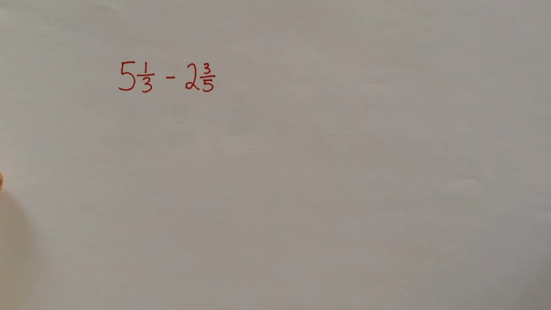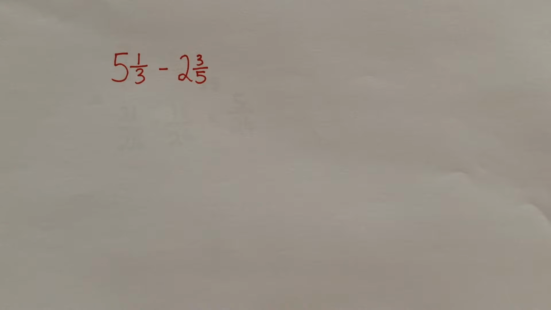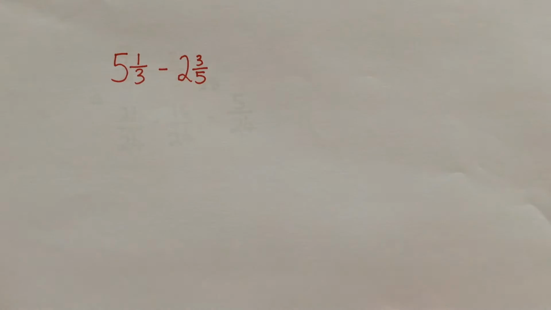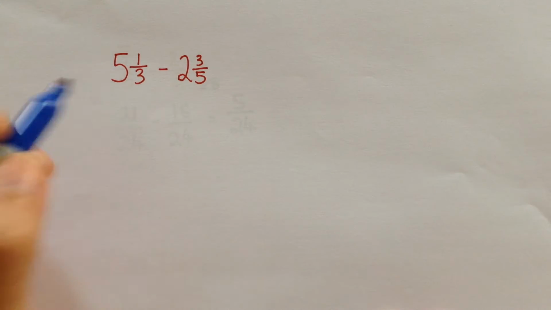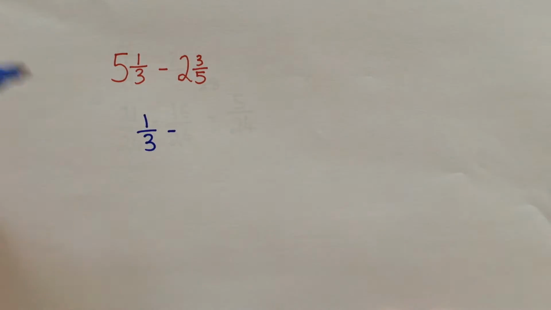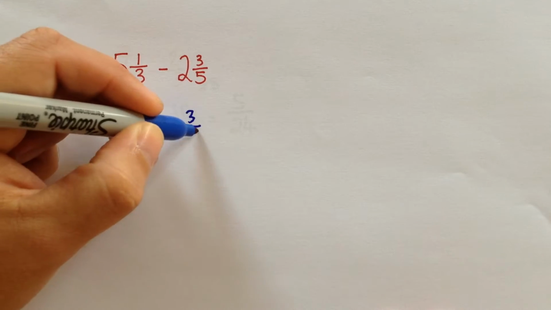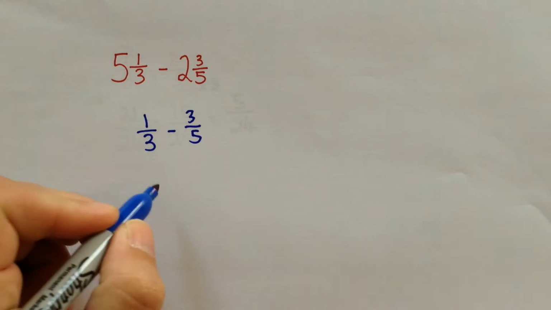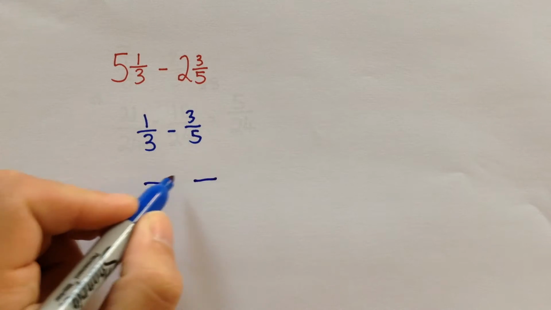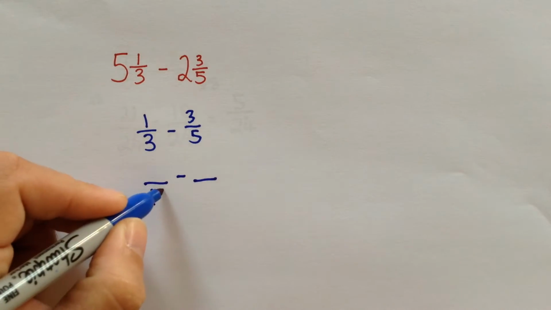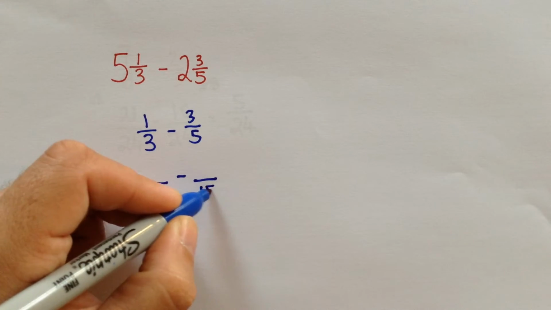The final part is to do this with mixed numbers. Now this is probably the trickiest part. So if we take these two slightly separate, if we start with the fraction part, 1/3, take away 3/5. We can't subtract these as they are now because the denominators are different. The lowest common multiple of 3 and 5 is 15, so we're going to change both of these fractions into something over 15.